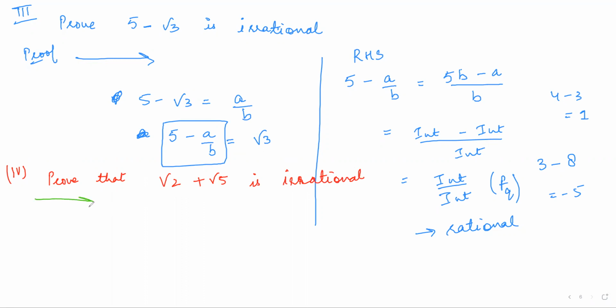Same line, you have to write a and b and all that. So you write under root 2 plus under root 5 is equal to a upon b. Clear? So you can keep one number and take the other. You can take minus, you can take under root 2 there, or you can take under root 5 there. There is no issue. So I'm keeping under root 5 here, and I'm taking a upon b minus under root 2. Clear?